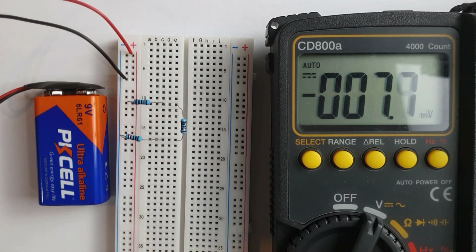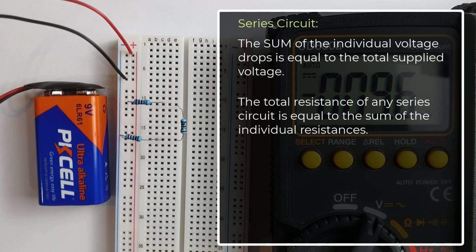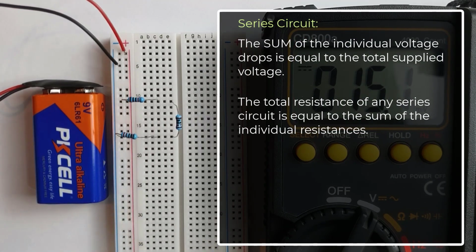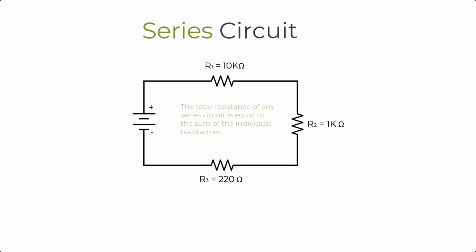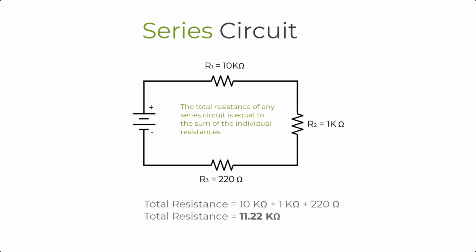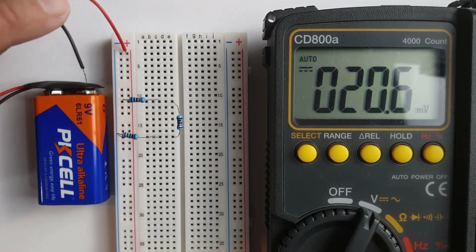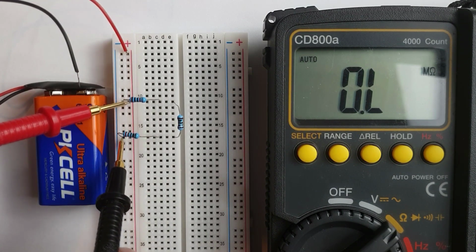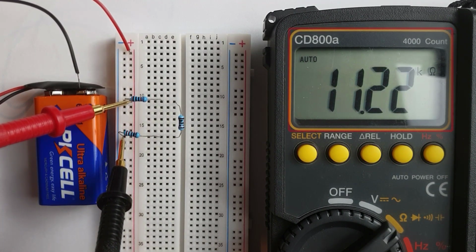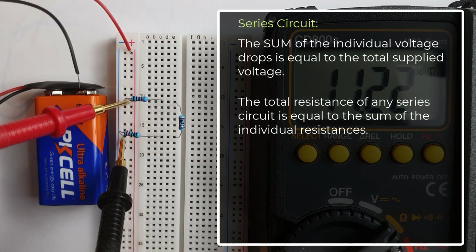Now, the second principle states that the total resistance of any series circuit is equal to the sum of the individual resistances. Since I have 10 kilo ohms, 1 kilo ohm, and 220 ohm resistors connected in series, the total resistance should be 11.22 kilo ohms. To verify this, I'll disconnect my battery first and then tap the probe of this multimeter on both ends of this resistor in series. So I can read 11.22 kilo ohms, which validates our second principle.